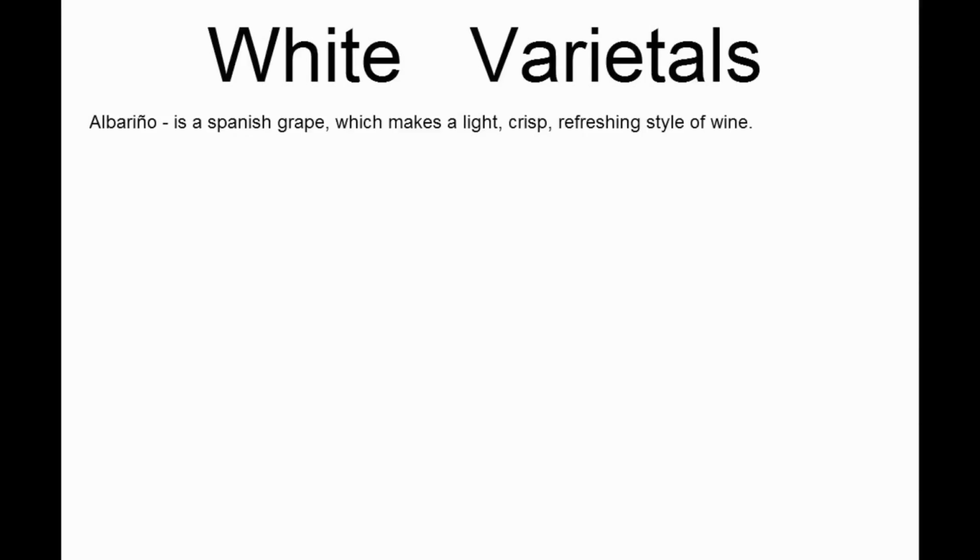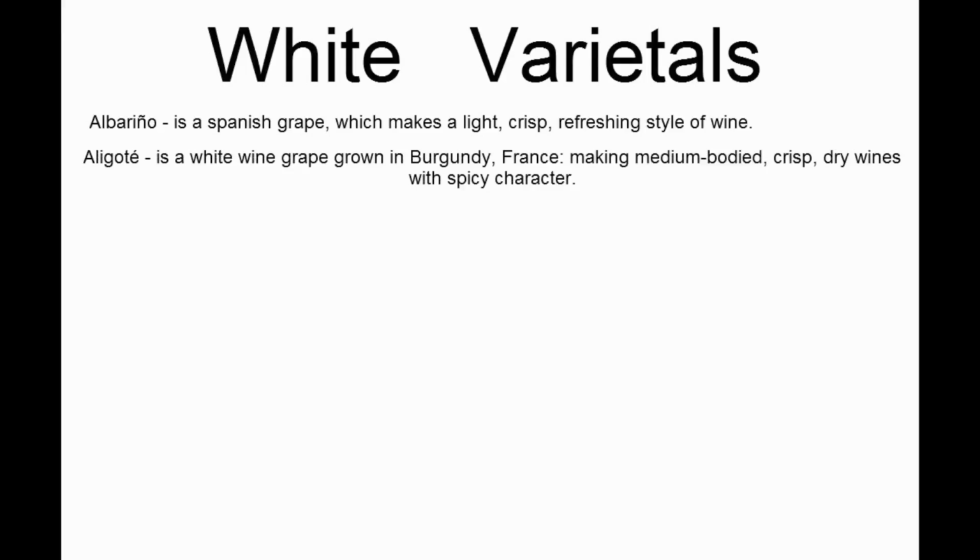In this section, we will be discussing the most common white and red varietals. We will start with white varietals. Albariño is a Spanish grape, which makes a light, crisp, refreshing style of wine. Aligoté is a white wine grape grown in Burgundy, France, making medium-bodied, crisp, dry wines with spicy character. Arneis is a light-bodied dry wine from the Piedmont region of Italy.